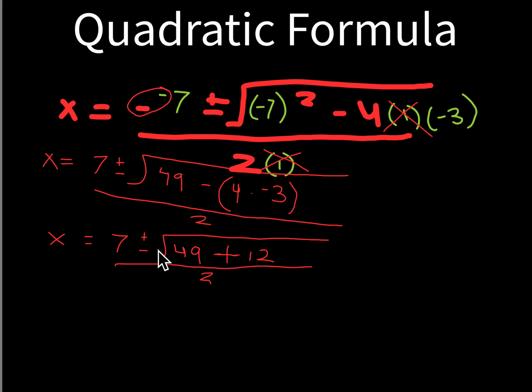Continuing to simplify inside this square root, I'm not doing anything else yet. I'm going to go ahead and rewrite the beginning of the equation. X is equal to 7 plus or minus the square root. Now I'm going to go ahead and add 49 and 12 together. And that is going to give us 61 over 2.